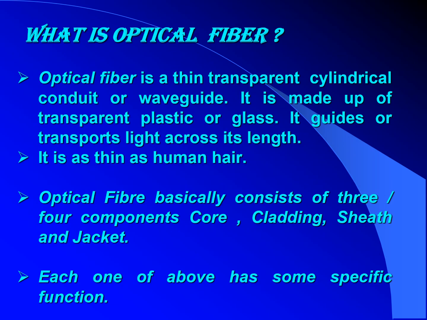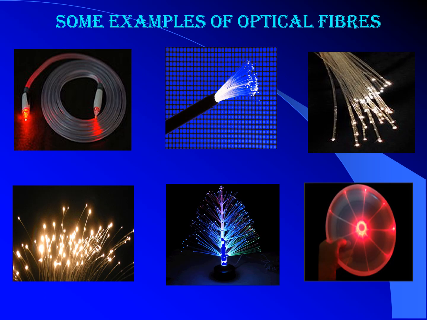Then what is optical fiber? It is a thin, transparent, cylindrical conduit or waveguide. It is made up of transparent plastic or glass. It guides or transports light across its length. It is as thin as a human hair. Optical fiber basically consists of three main components, that is core, cladding, and sheath. Each one of the above has some specific function. These are some examples of optical fiber where it is used.